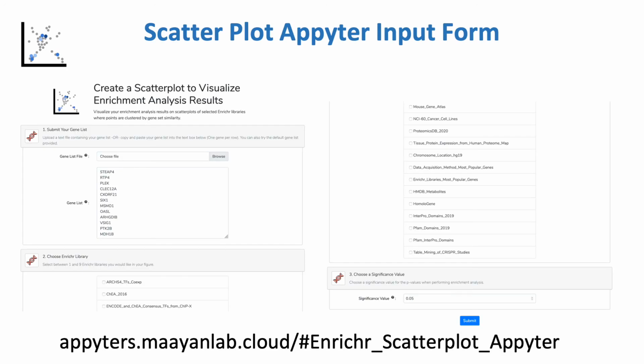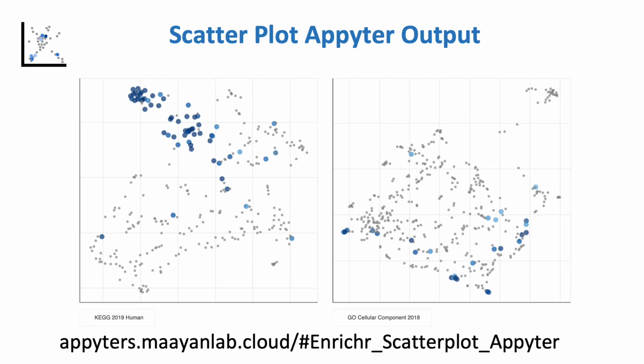Here's the input form for the Scatter Plot Appyter. The user selects between 1 and 9 libraries from Enrichr and uploads a gene list. After submitting, here's a sample output. A scatter plot, like the one shown here, is displayed for each library where the significantly enriched terms appear blue.